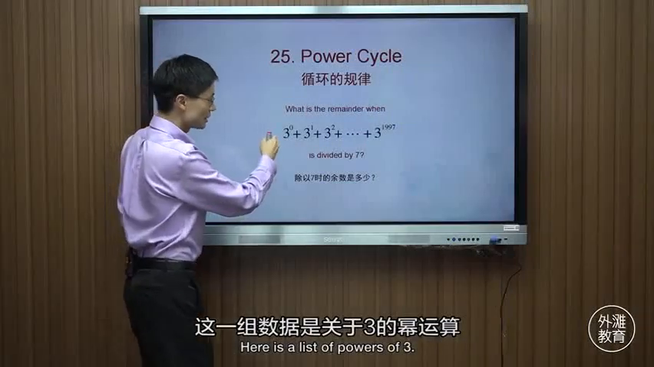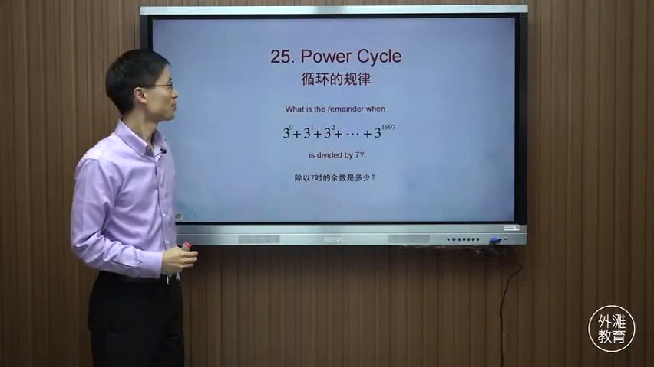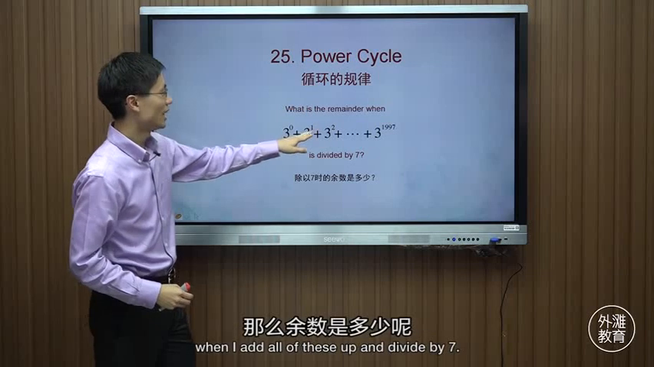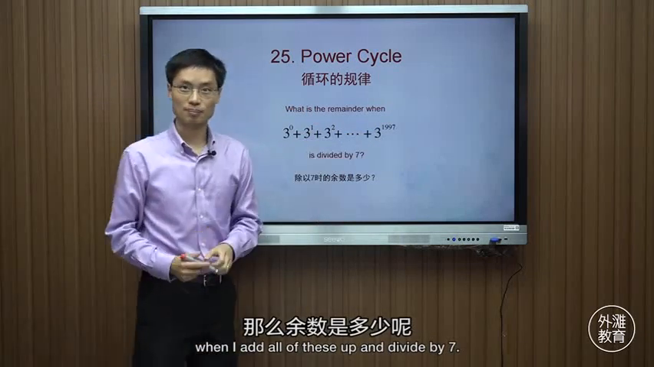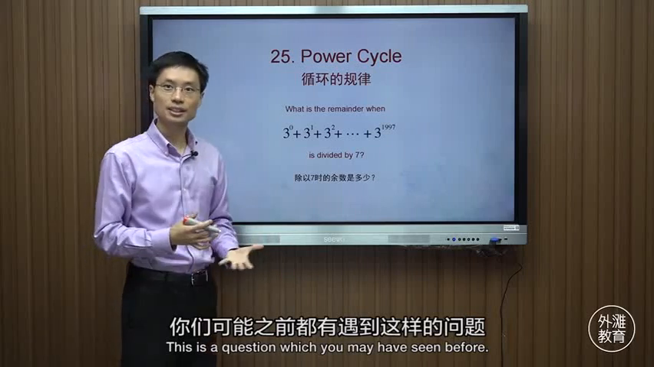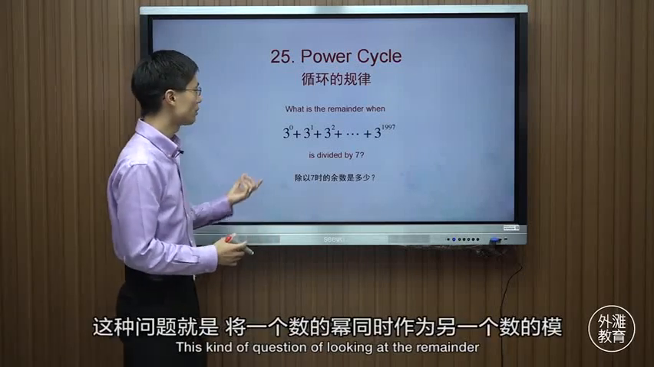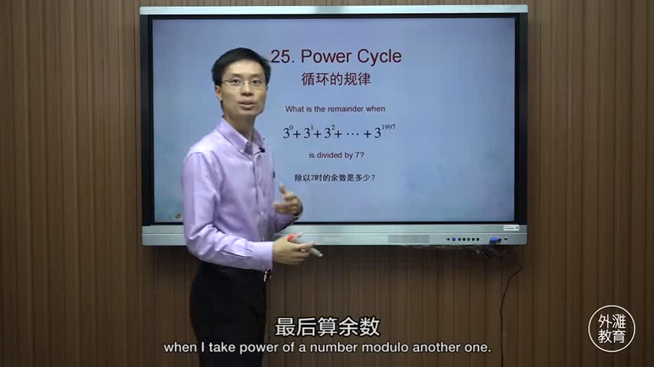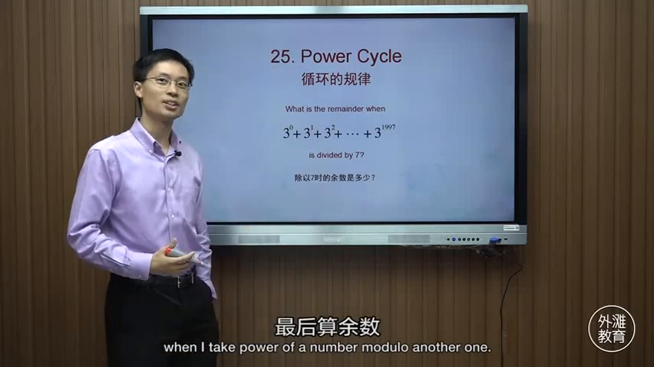Here is a list of powers of 3. What is the remainder when I add all of these up and I divide by 7? This is a question which you may have seen before, this kind of question of looking at remainders when I take powers of a number modulo another one.